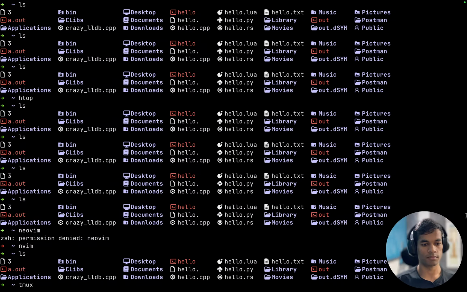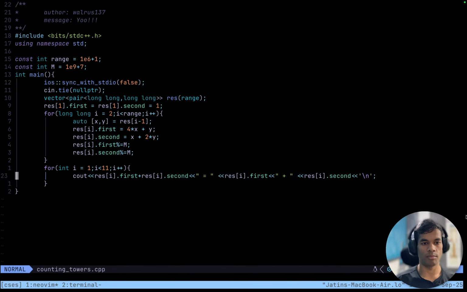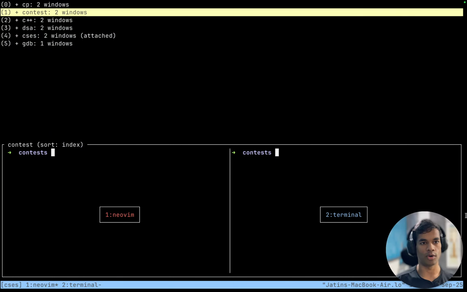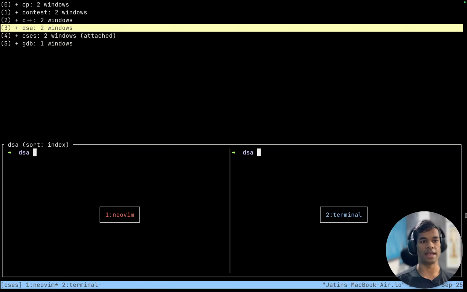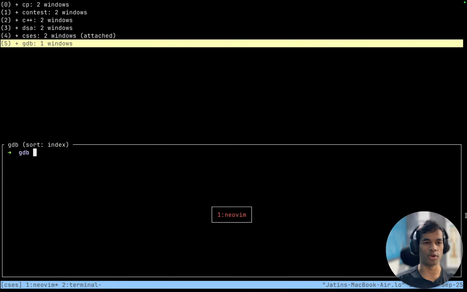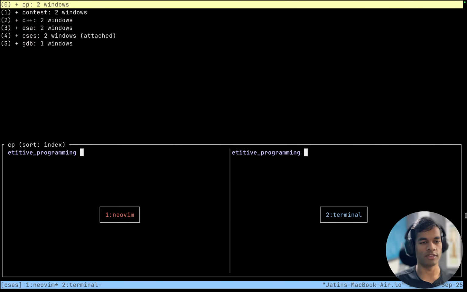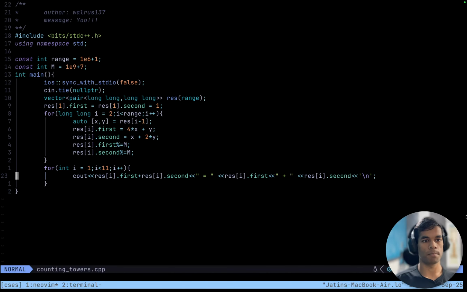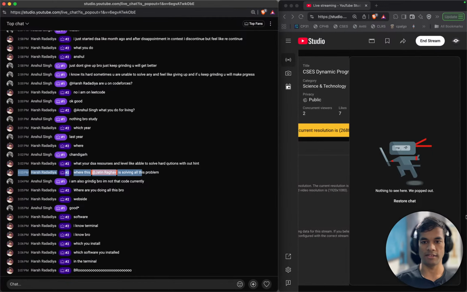And I'm also using Tmux, not TCP, to have multiple sessions like this. There is a session with the settings I use for giving contests, another session for DSA, a session for GDB, which is the GNU debugger, and one for CP, competitive programming. So Tmux with Neovim. That is the thing.